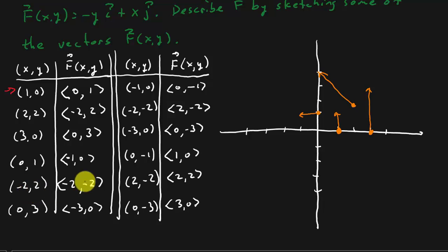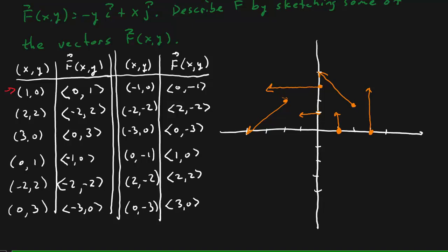And then for negative 2, 2, from the point negative 2, 2, I would move 2 units to the left, and then 2 units down, which would be right here. Okay? And then we would continue on around. Let's see, 0, 3. That would be right here. And then I would move to the left 3 units. 1, 2, 3. And the y is 0, so I don't move any there. Okay? And then you would do this side the same.